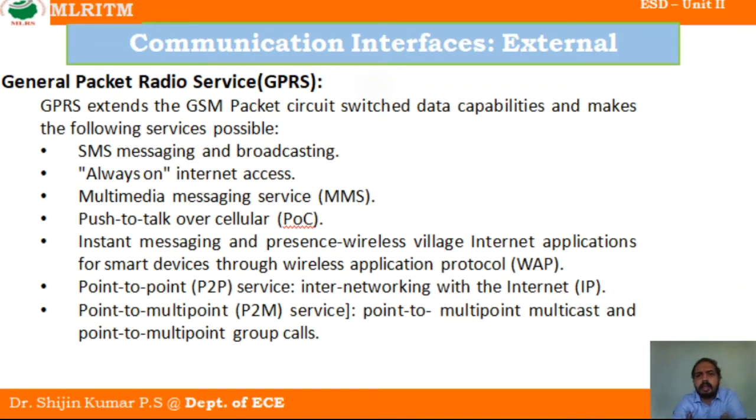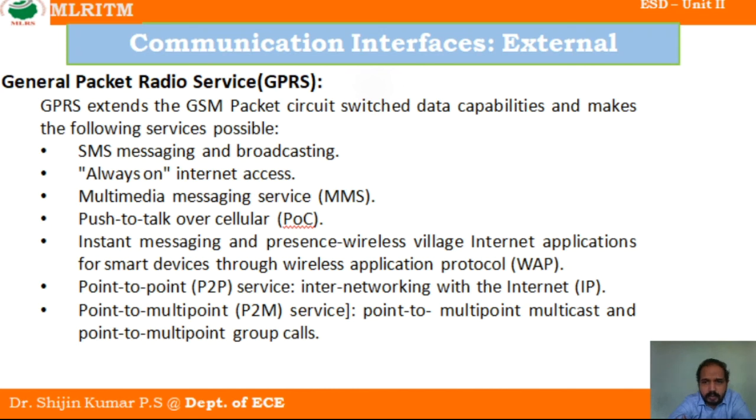These are the services that can be provided by GPRS. GPRS can extend the GSM packet circuit switching data capability and make the following services possible. It can provide services such as SMS messaging and broadcasting, always-on internet access, multimedia messaging services, push to talk over cellular, instant messaging and presence wireless village, and internet protocol applications for smart devices that can be accessed using WAP, the wireless application protocol.